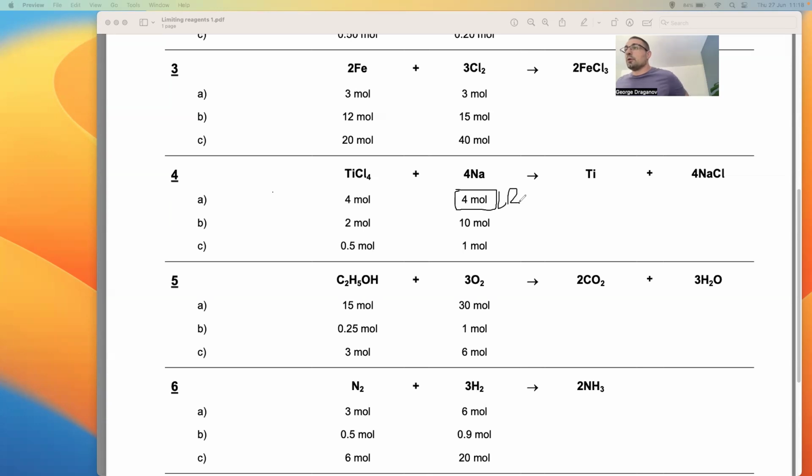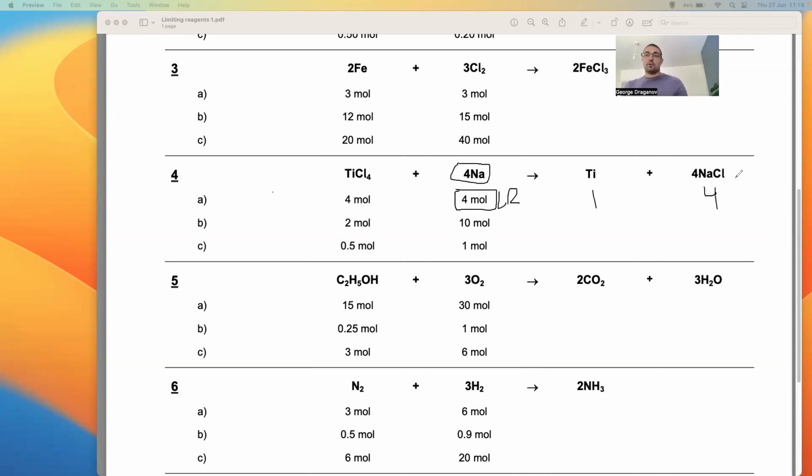Now, to determine the products, we always use the limiting one, remember? So we ignore this, and we look at the sodium. The sodium has a ratio of 4 to 1, so 4 goes to 1. And then 4 goes to 4, so 4 goes to 4. And that's the moles of products that you will form.